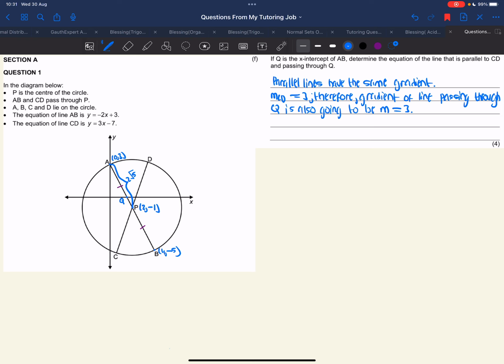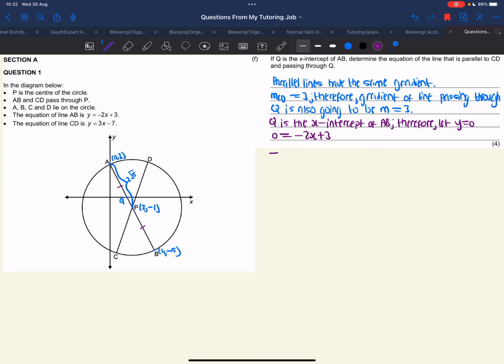And now another thing that we are told in the question is that Q is the x-intercept of AB. Therefore, let y equal 0. Now in equation AB, if we let y equal 0, it's going to be 0 equals negative 2x plus 3.